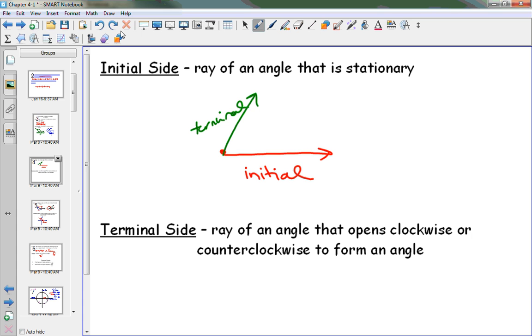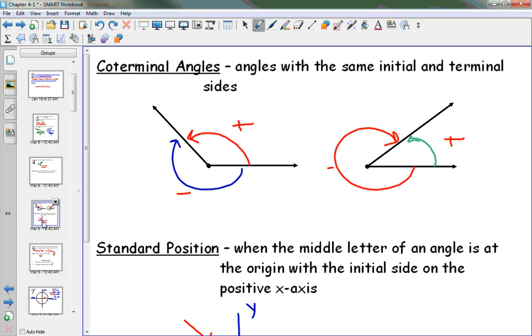Now, the next thing you need to worry about are what we call coterminal angles. I love coterminal angles. They're so special. A coterminal angle says that there are two angles that exist from just one lovely directed angle. Why is that? Because you can open that angle clockwise and you can open that angle counterclockwise, which means that they share the same initial side and the same terminal side. Now, what I want you to understand is that we have this one angle right here.